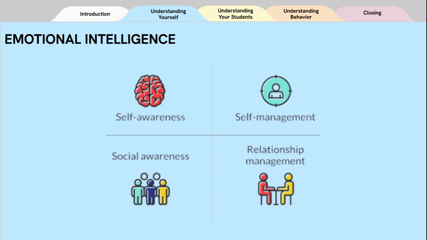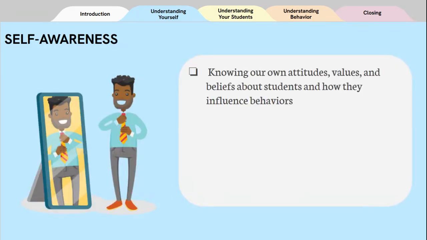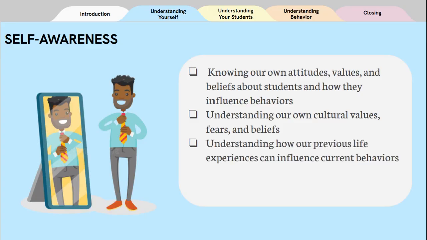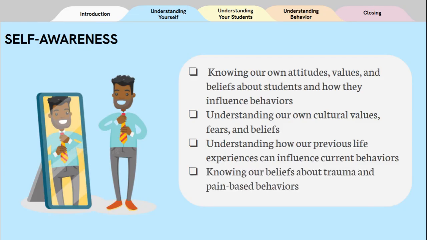There's 4 sections of emotional intelligence: self-awareness, self-management, social awareness, and relationship management. For self-awareness, we need to think about knowing our own attitudes, values, and beliefs about students and how they influence behaviors. Understand our own cultural values, fears, and beliefs. Understand how our previous life experiences can influence current behaviors. And know our beliefs about trauma and pain-based behaviors.